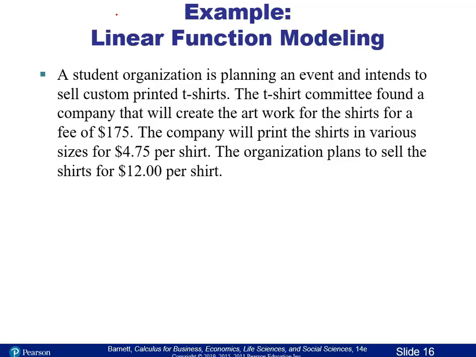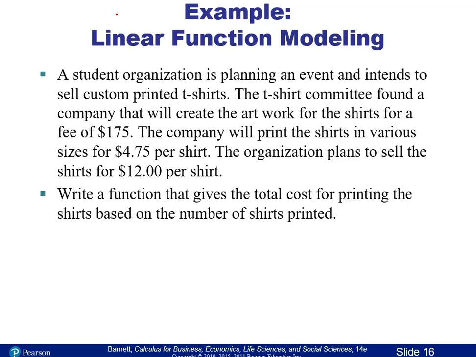Okay, so looking at this, we want to write a function that gives the total cost for printing the shirts based on the number of shirts printed. So we've got two costs. One is the $175. So that's a fixed cost where they set up the equipment to print the shirts. That's the base charge for doing that. And then we have this per shirt cost. So this is the variable cost. So when I'm writing this, I'm going to use my notation for the cost, and then I'm going to do the fixed cost plus the variable cost.